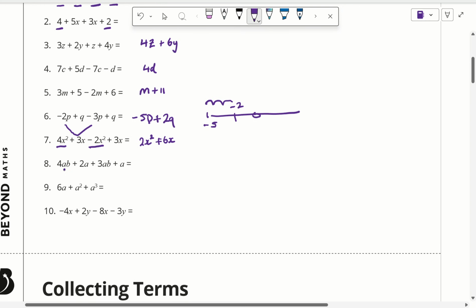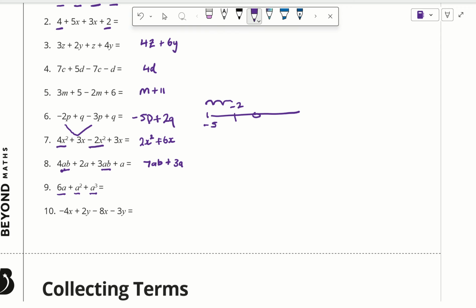Again, we've got ABs, like terms, okay, and we've got 7 of them. 2 apples plus an apple is 3 apples. 6 apples plus a squared plus a cubed. Well, the a squared's by itself, the a to the power 3 is by itself. There's no like terms, so it's simply the same. 6a plus a squared plus a to the power of 3.